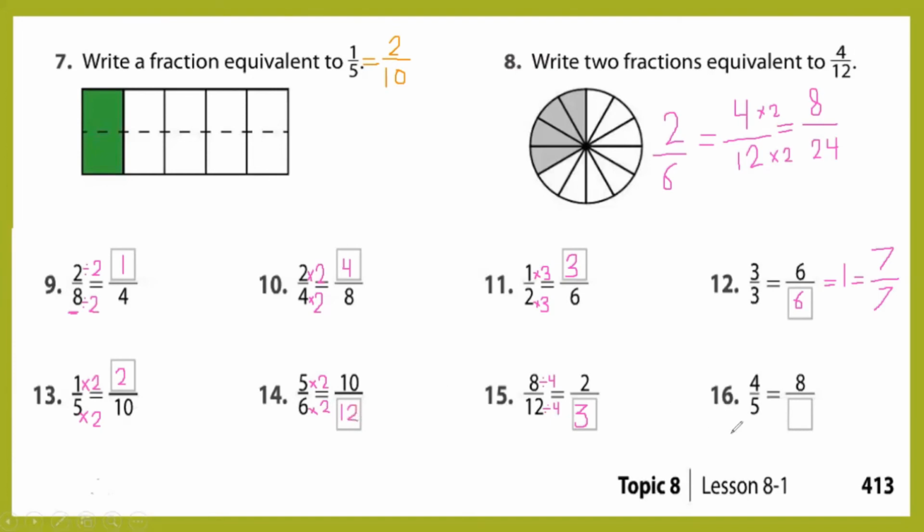Number 16. 4 out of 5 equals 8 out of what? 4 times what equals 8? 4 times 2 equals 8. As I multiply up, I will multiply down. 5 times 2 equals 10.